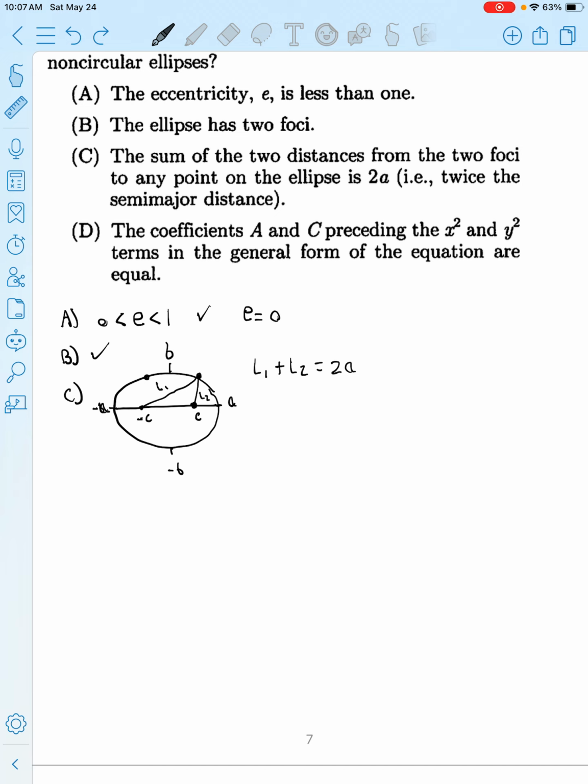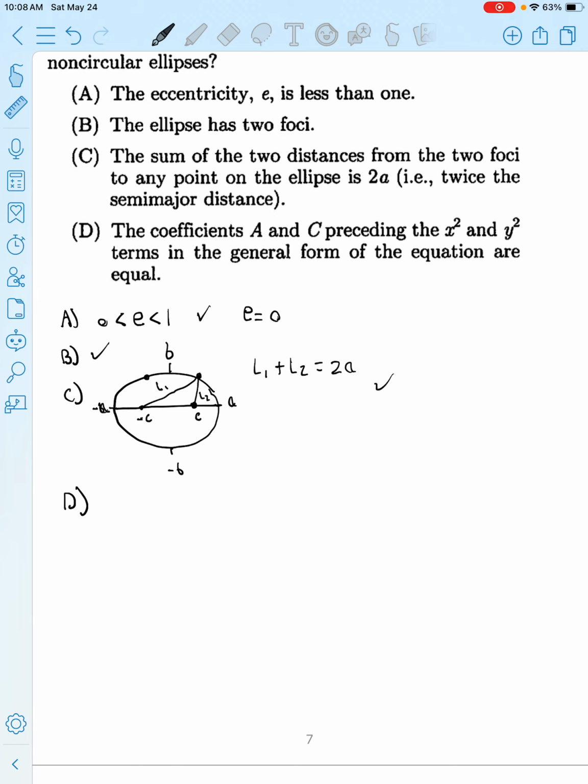Okay, so the last one is the one that I feel is kind of tricky. But if I'm in an exam and time is really important for me, if I see that these 3 are right, the last one is going to be the fourth one. But for the sake of the video, I want you also to understand the next one, because it's the hardest point of it. Okay, so the coefficients a and c preceding the x squared and y squared terms in the general form of the equation are equal.